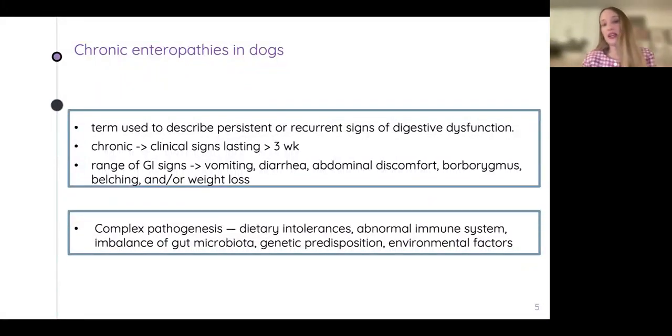And when it comes to pathogenesis, as I said, it's a combination of various things. So we have dietary intolerances, which can also be allergy, then an abnormal immune system and its reaction. Then we see imbalance of gut microbiota and genetic predisposition, and of course environmental and, as I said, genetic factors that would lead to it.